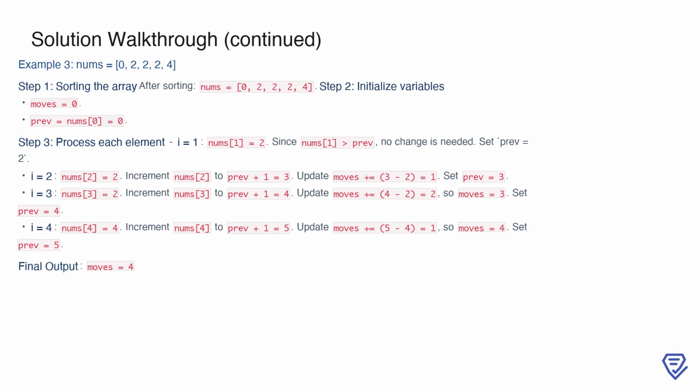At index 2, the value is 2, which is equal to previous. To make it unique, we increment it to 3, add the difference of 1 to moves, and update previous to 3. At index 3, the value is again 2, which is less than previous. We increment it to 4, add the difference of 2 to moves, making the total 3, and update previous to 4. Finally, at index 4, the value is 4, which is equal to previous. We increment it to 5, add the difference of 1 to moves, bringing the total to 4, and update previous to 5. The final output, representing the total number of increments required, is 4.